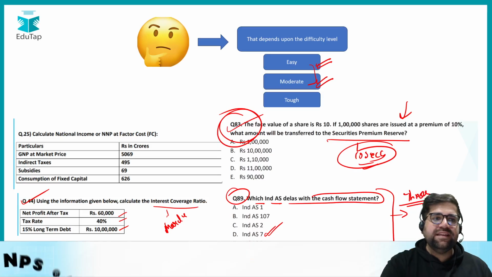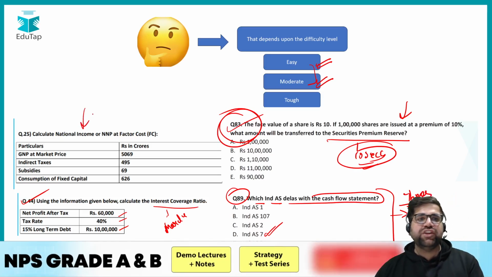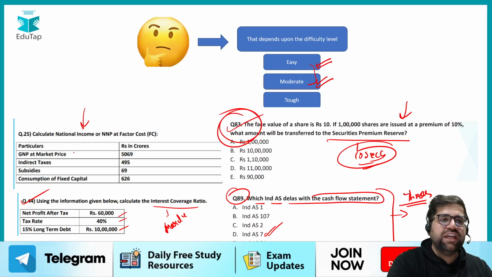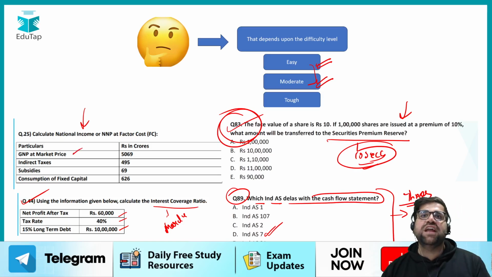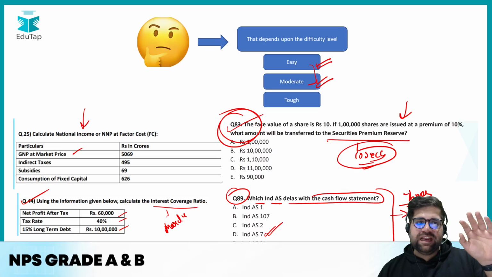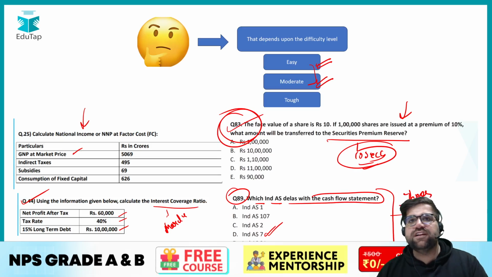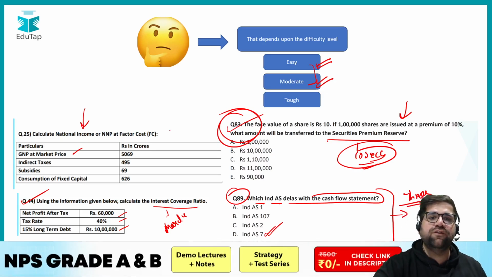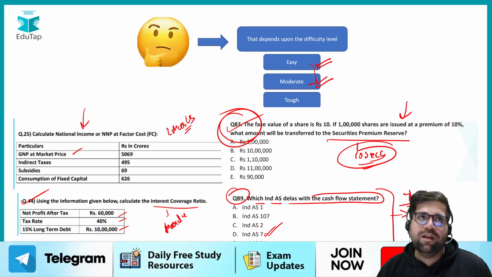Like, see this particular question: calculate national income or NNP at factor cost. They have given you GNP at market price. Now you just have to deduct indirect taxes and consumption of fixed capital, plus you have to add subsidies. So if you do this particular calculation, you will get your answer, which is of 2 marks, and 2 marks in Phase 2 is a very, very good mark to get.